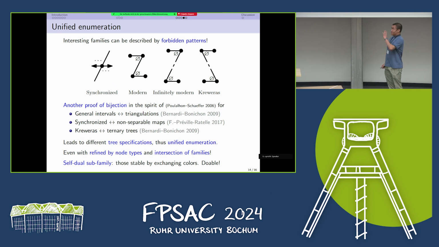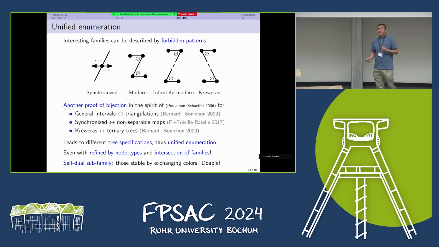So all this description with forbidden patterns allows us to give alternative bijective proofs of some of the families, some of the correspondences we have seen, in the spirit of Bouttier-Schaeffer, which uses a kind of closure, as we have seen in the previous bijections, to obtain from blossoming trees the corresponding planar maps. For general intervals, it's exactly the bijection of Bouttier-Schaeffer to convert them into triangulations.